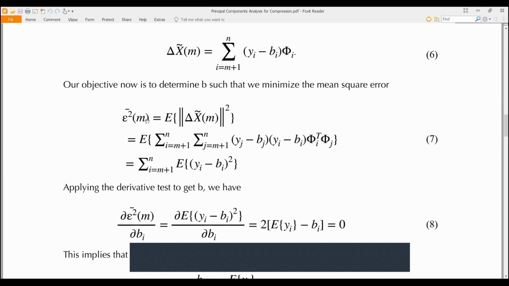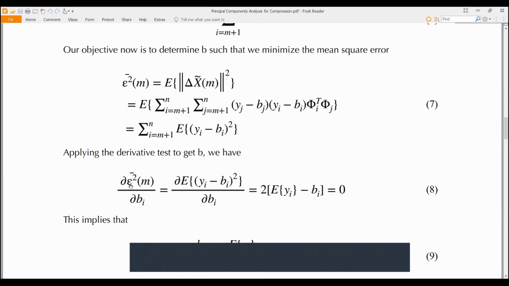Next, so gusto nating i-minimize tong mean squared error. And so we do the derivative test where we take the partial derivative of the mean square error with respect to b and then set that to 0. So that means partial derivative of the expectation of this equation here with respect to b_i. And we're doing it for each i. So remember, this is a summation form. So for each i, may kanya siyang ganito.